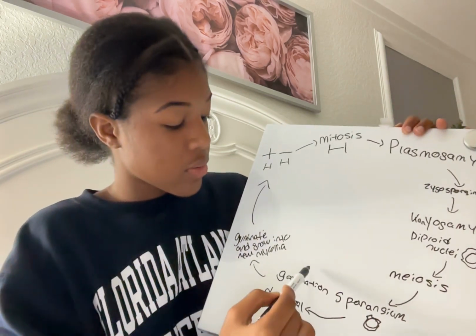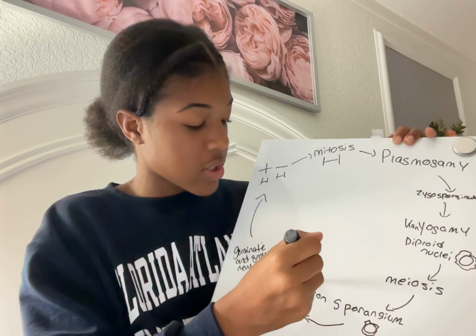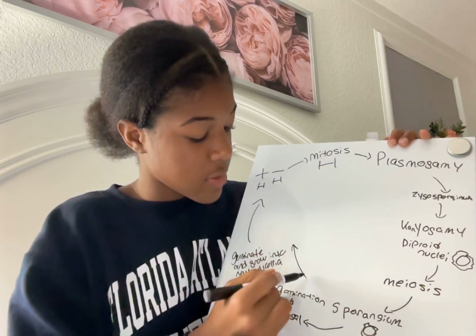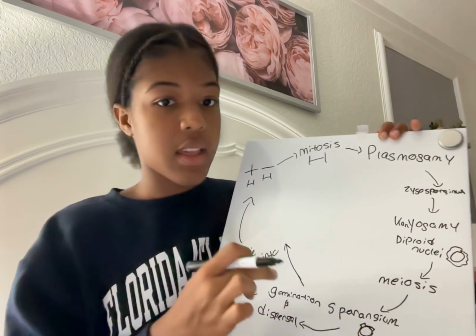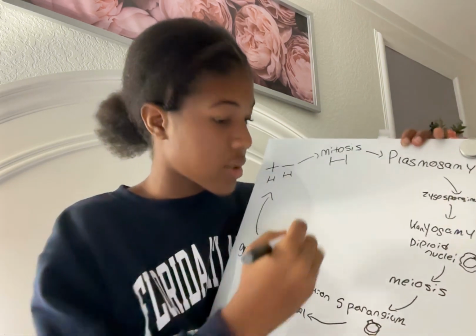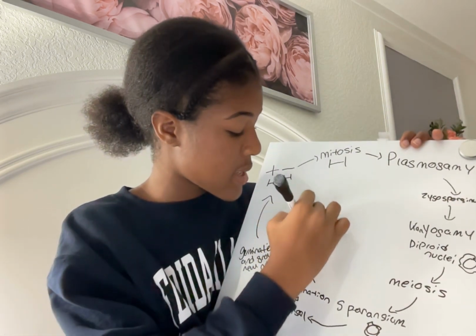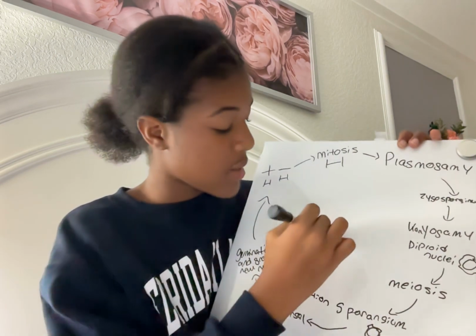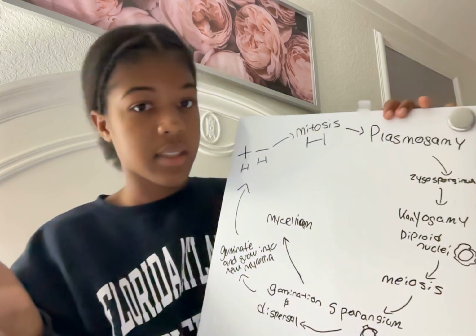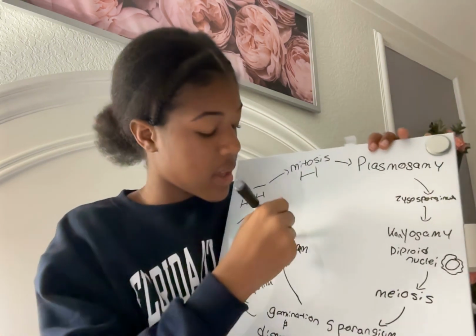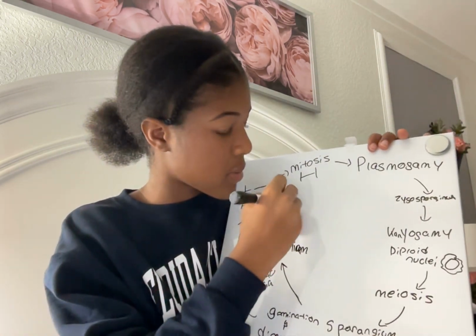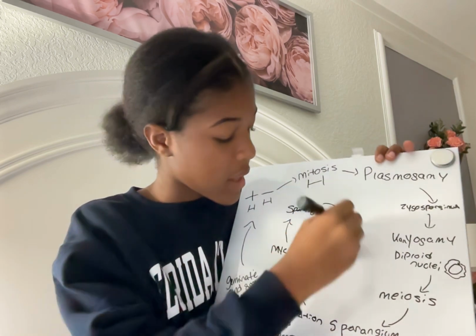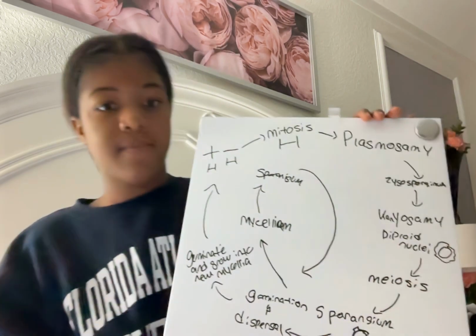So it goes through the germination and dispersal. It then goes in, and then we have the mycelium. And after the mycelium, it produces a sporangium, and then it goes over again, just like that.